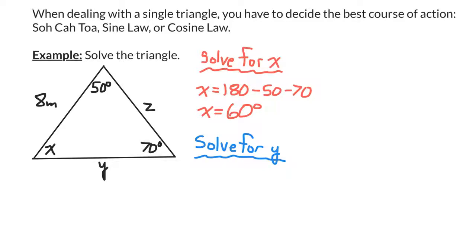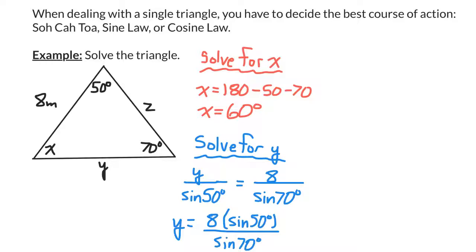When I look at my triangle, I can see that I know an angle and its opposite side. That means I can use the sine law. So I set up my sine law, isolate for y, and when I plug it into my calculator, I get approximately 6.5 meters for y. So I know x, I know y, now I'm going to solve for z.